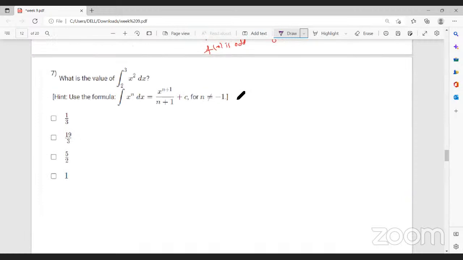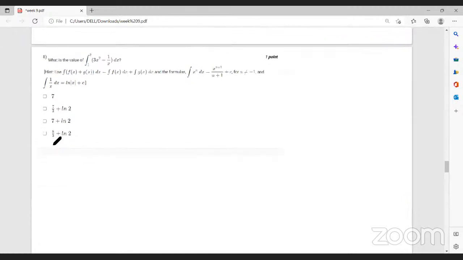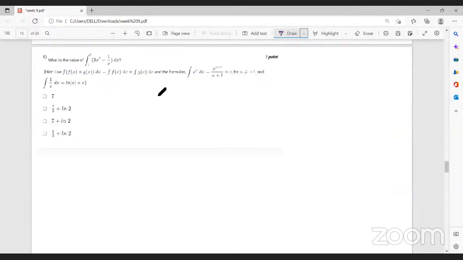Okay, this one is simpler. Just what is the integral of x square? X cubed by 3, right? Just put 3 and 5, 3 and 2, you will get the answer here. I think 19.3. Okay. So we have to here calculate the integral from 1 to 2 of 3x square plus 1 by x dx.